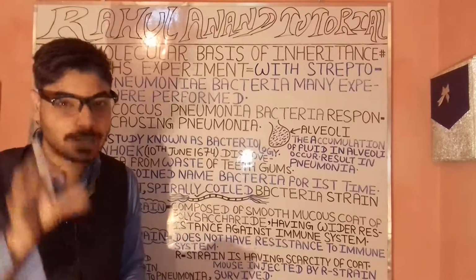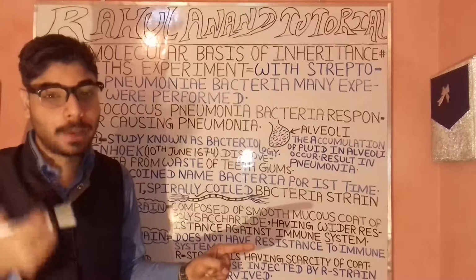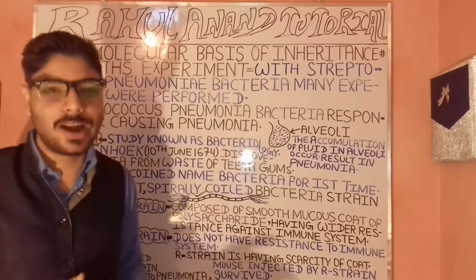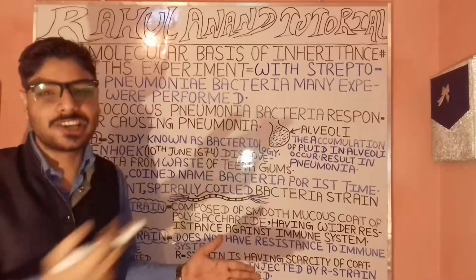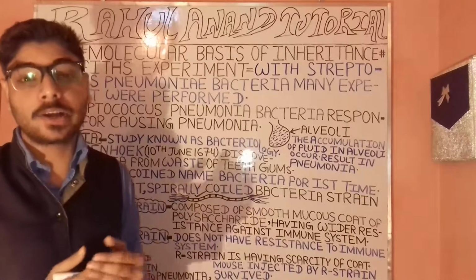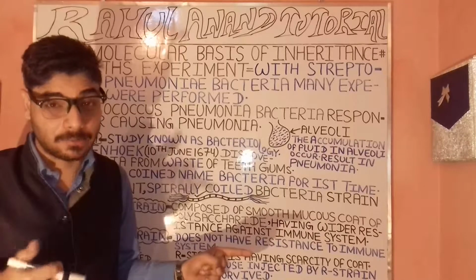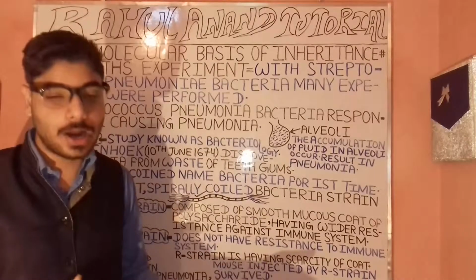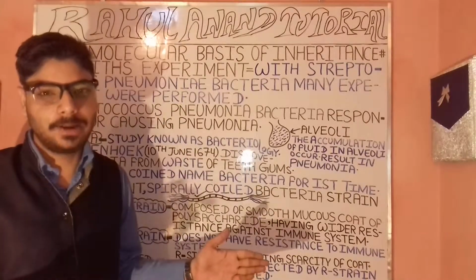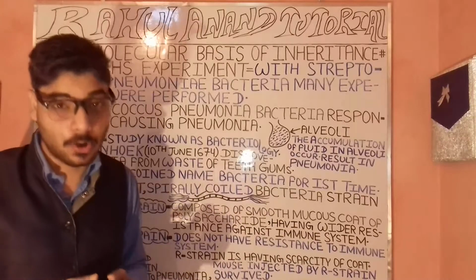So we have read about the archaeobacteria, the eubacteria, and E. coli. Then the Streptococcus bacteria plays an important role in causing pneumonia-like symptoms. When we talk about pneumonia, you are often very clear about that. Remember and understand. We will be understanding more now.